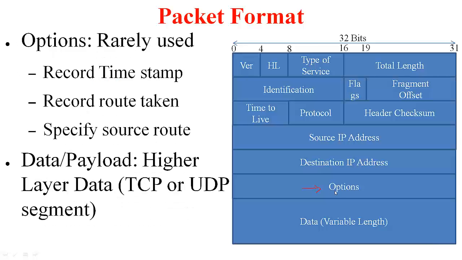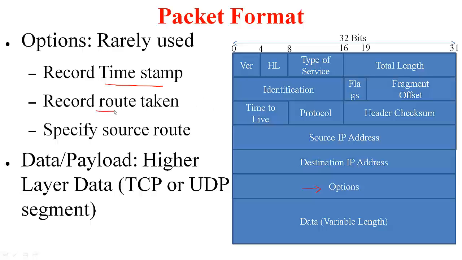Following the addresses is the options field. These are rarely used in practice, but they are there in case you need them. So options can be used, for example, to record the timestamp. So as a packet goes through, each router can timestamp saying I received this packet at this particular time. This can help in performance calculations, like how much time a packet spent at each router, what was the round trip time, and so on and so forth.